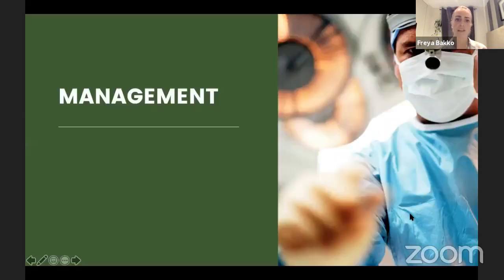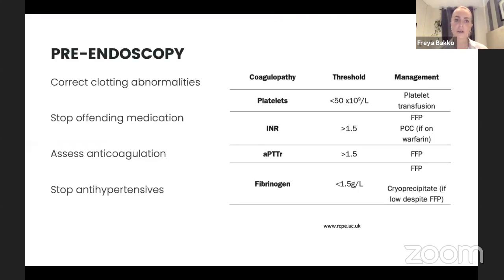So what is your management of an upper GI bleed? So we've gone through the initial resuscitation. Then for ongoing management, you want to refer, especially our patient who presents with a high Glasgow-Blatchford score, you want to refer them for an urgent endoscopy. So this is endoscopy within 24 hours. So as an FY1, you want to prepare this patient for endoscopy. You won't be performing it yourself, but you want to make sure they're fit to go.